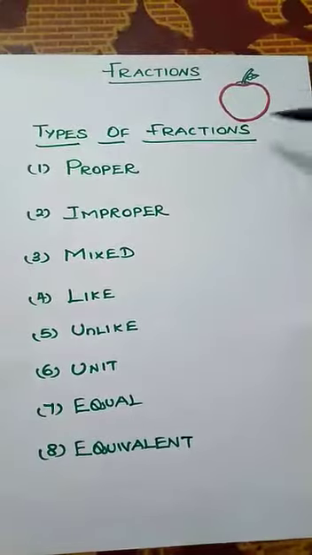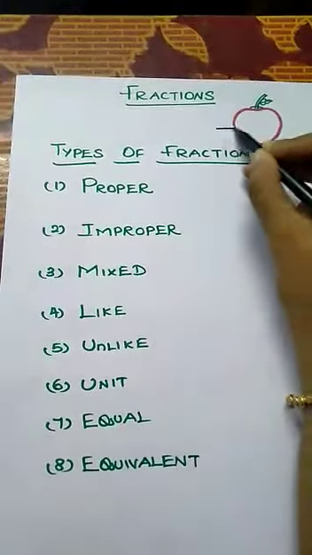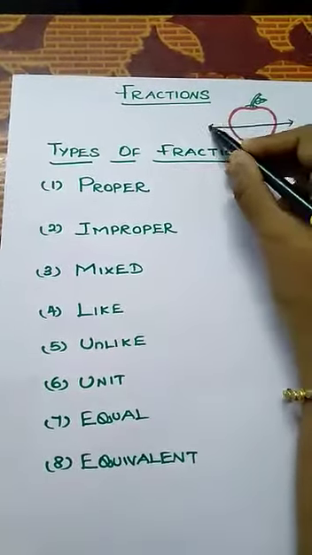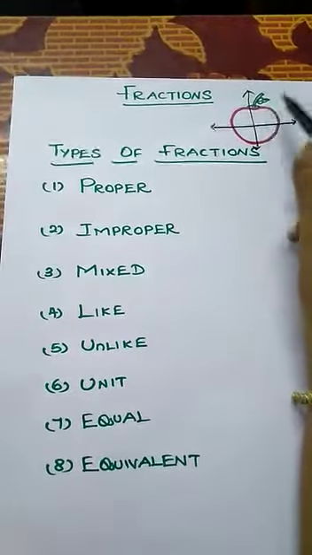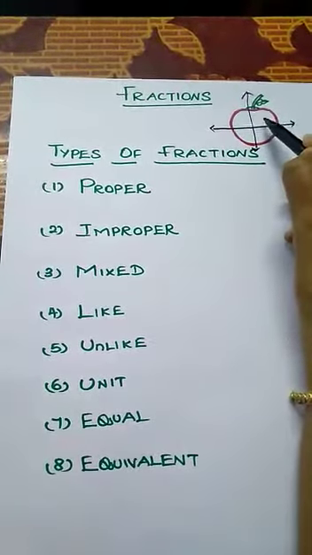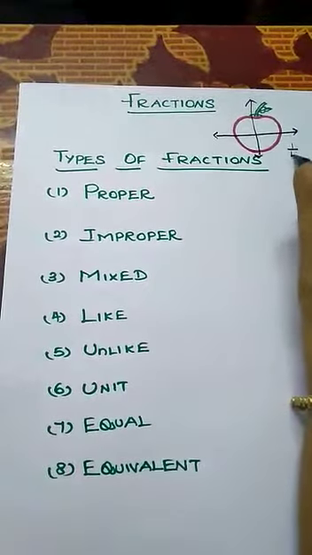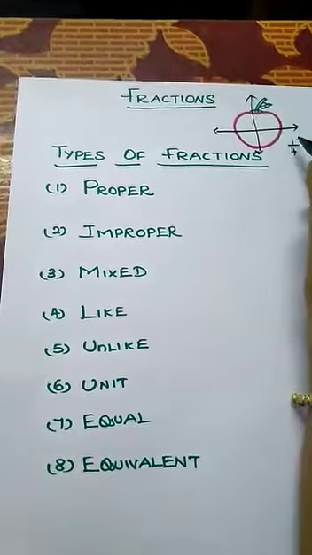Suppose we have one apple. We have to cut the apple into 4 equal parts. Suppose we give 3 parts to our friends. We have only 1 part left. What is our part? That is 1 by 4. So a part of a whole is a fraction.